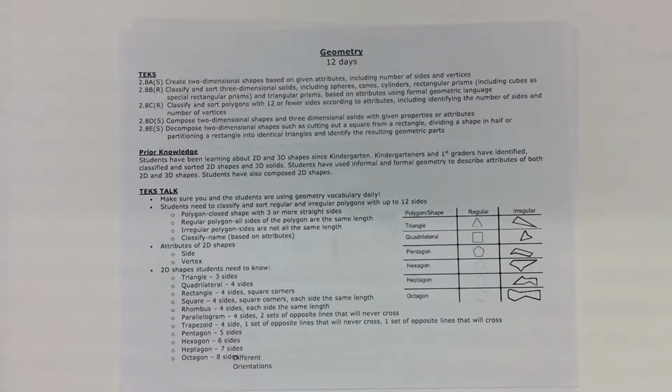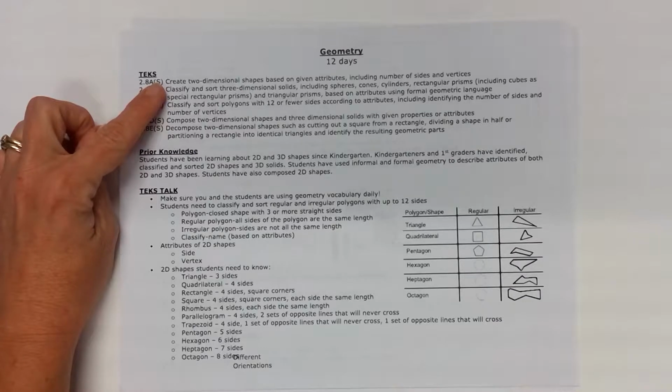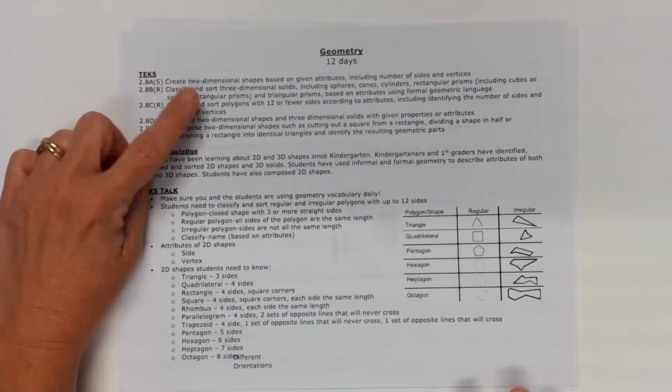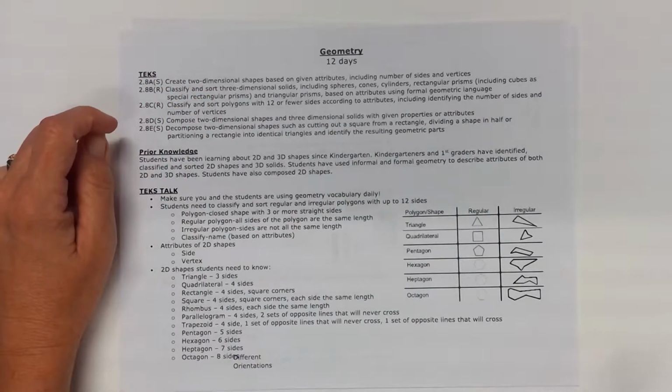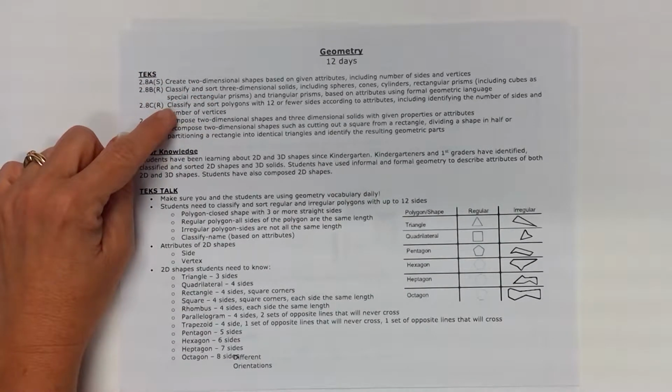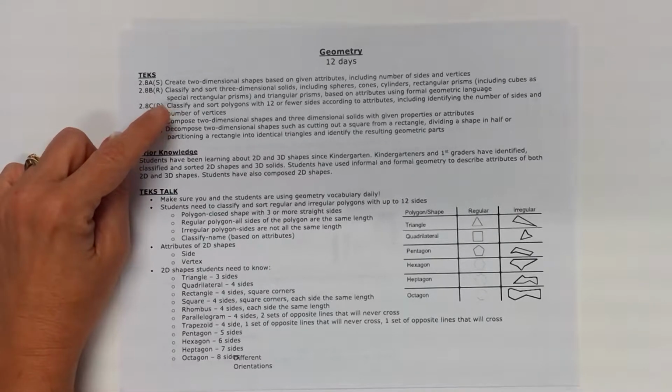In this video, we'll be looking at second grade geometry TEKS, 2.8a, 2.8b, 2.8c, 2.8d, and 2.8e. We're going to first just look at the verbs that the students will be working on when they are working through geometry. Students will need to create, which means they have to make that item. They will need to classify and sort two-dimensional and three-dimensional shapes. So they're naming them based on their attributes, and then they're putting them into categories based on those attributes.